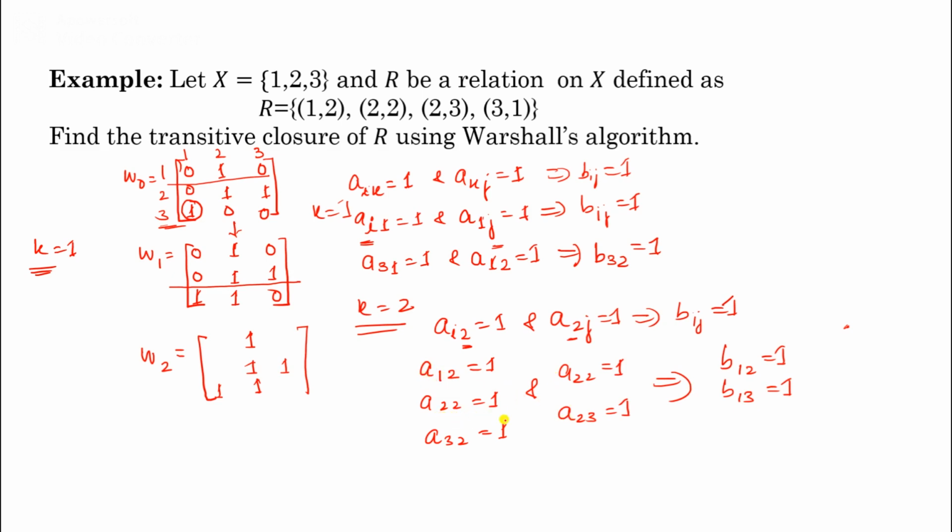Now similarly A22 and A21, this will give you B22 equal to 1. A22 and A23, so this will give you B23 equal to 1. Now combine this with this one, A32, A22. So 3, 2. So B32 equal to 1. Combine this with this, A32 and A23. It means 3, 3. So finally B33 equal to 1.